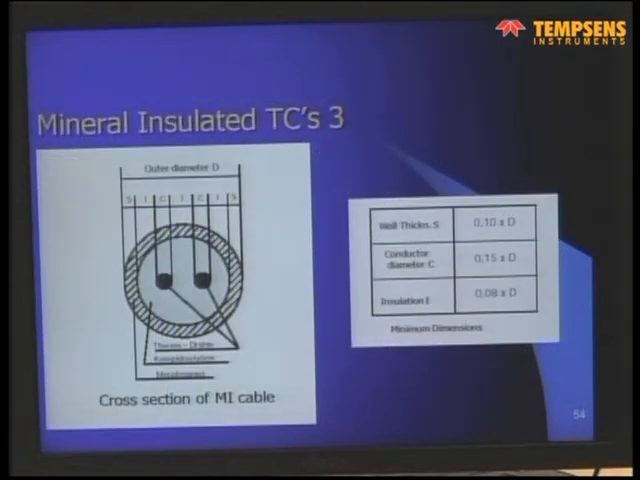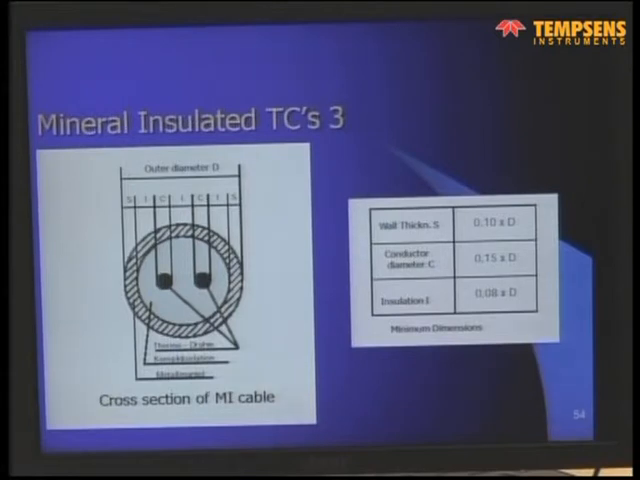This is a cross-sectional view of a mineral insulated cable. On the outside, you have a metal sheath. For non-noble metal thermocouples, it is either Inconel or a stainless steel, seldom other materials. And inside you have 2 or even 4 wires of thermocouple material, and the rest of the inner diameter is normally filled with magnesium oxide. 90% of the mineral cable is filled with magnesium oxide.